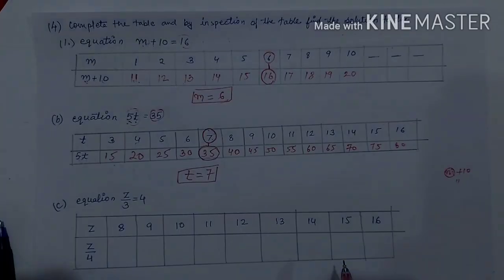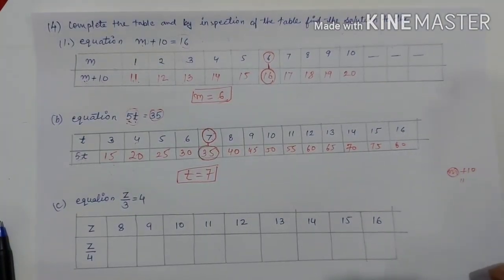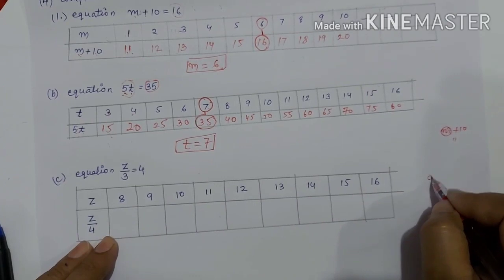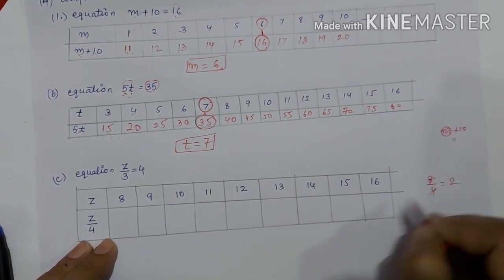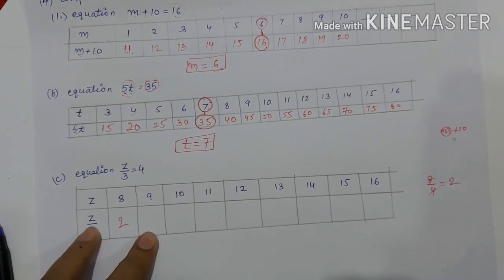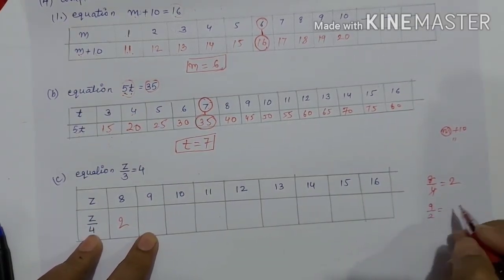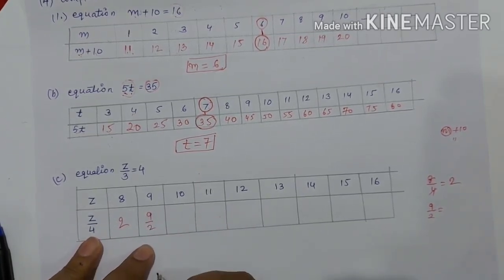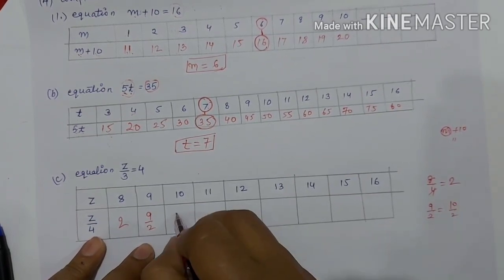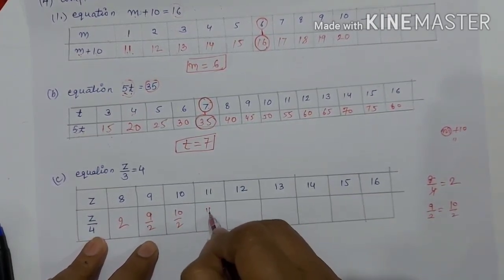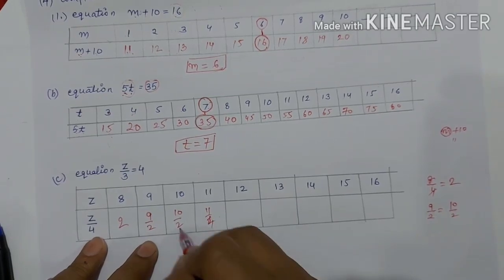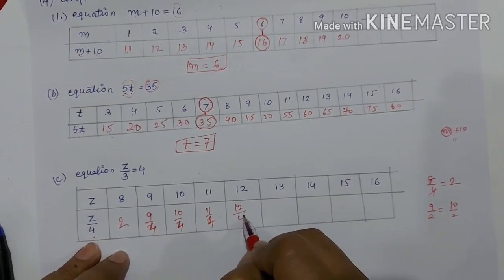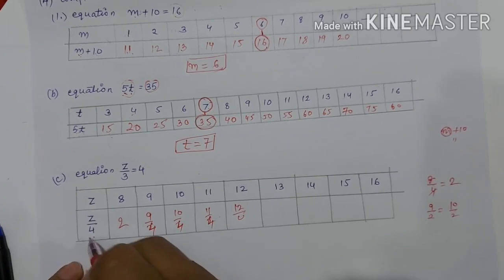Next is z upon 3. Z upon 3 means the first value is 8. 8 upon 4 is 2. Next is z upon 3. The z value is 9 upon 2. Okay. Next is 10 upon 2, 11 upon 2. Sorry, because it is divided by 4. Here 12 upon, no sorry, here it is 3.